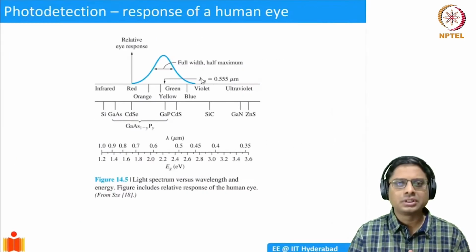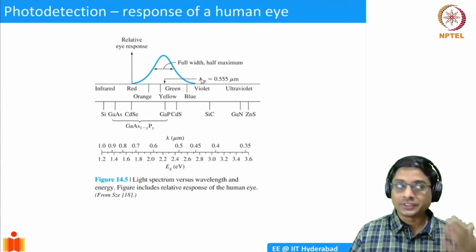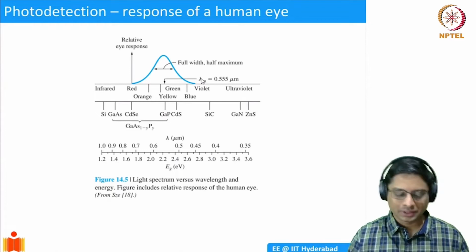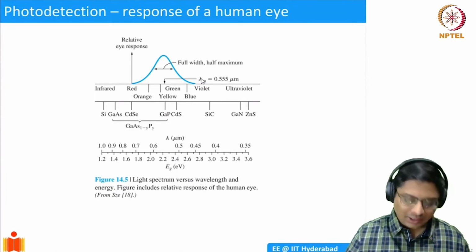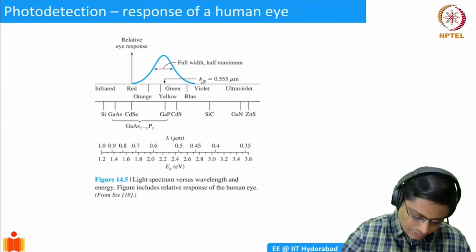So if you look at our daily life, the most common photodetector that all of us are aware of is the human eye. So it is sensitive to light, right? So it turns out that the human eye is sensitive to the visible part of the spectrum. The visible part of the spectrum lies in the wavelengths 300 nanometers to 700 nanometers. So that is what I'm showing here.